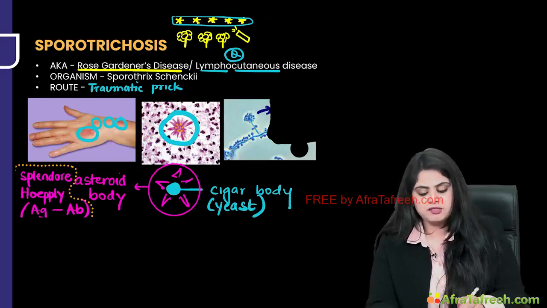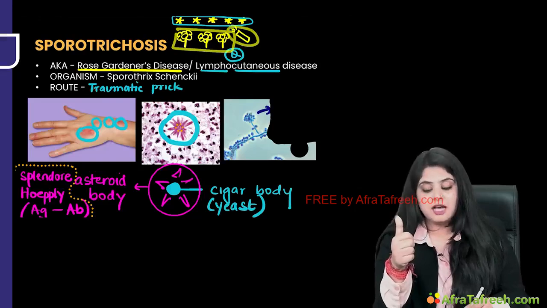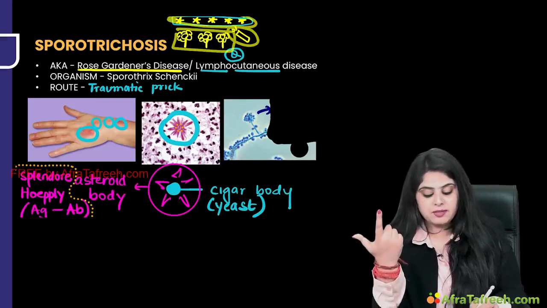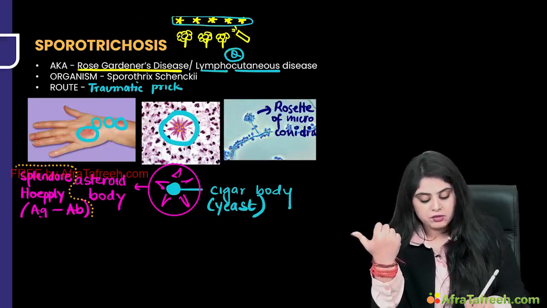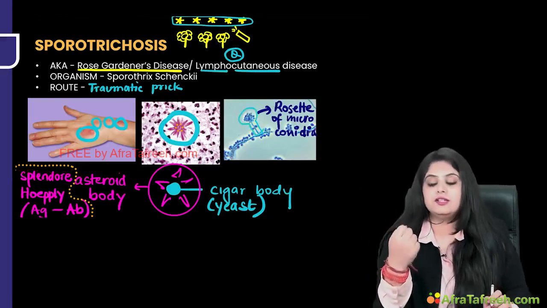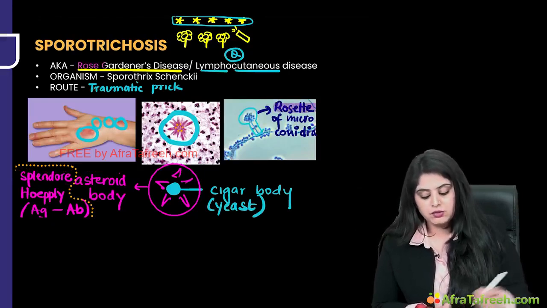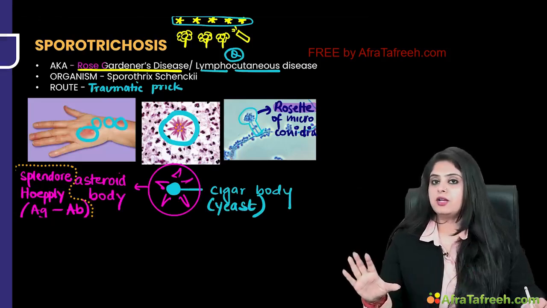Finally, ma'am, I have understood Rose Gardener's disease. Cigar in his hand because of the cigar body, he's watching the stars, so asteroid body. And one more thing, why is this more famous for being rose? Because look at the conidia. I see rosettes of conidia. So rose is not just for Rose Gardener's disease, it is also for the rosettes of conidia that I get to see. So Sporothrix schenckii is also done.